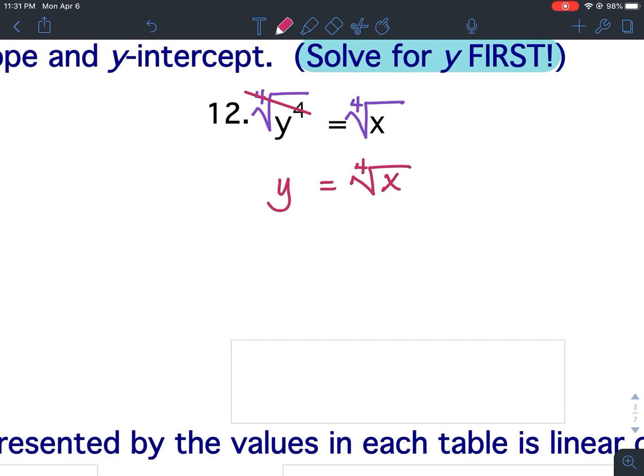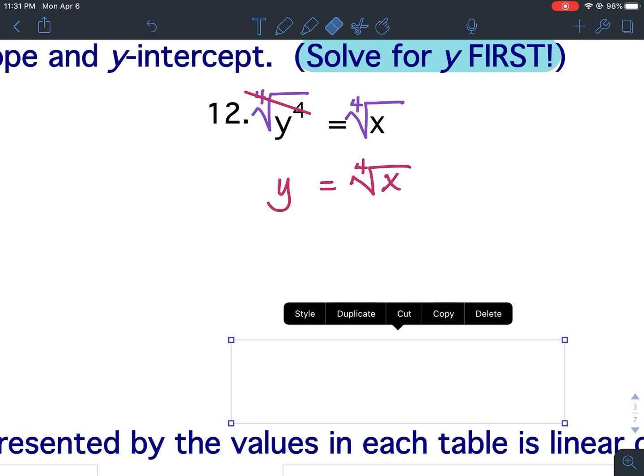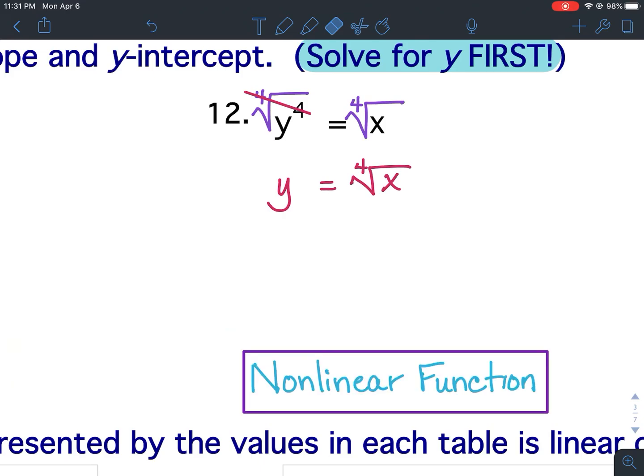If it has an exponent, like y equals 2x squared minus 3, because it has that exponent, it would be a non-linear function. In this case, for number 12, it has that root. Therefore, that makes it a non-linear function. So the answer to number 12 is non-linear function.